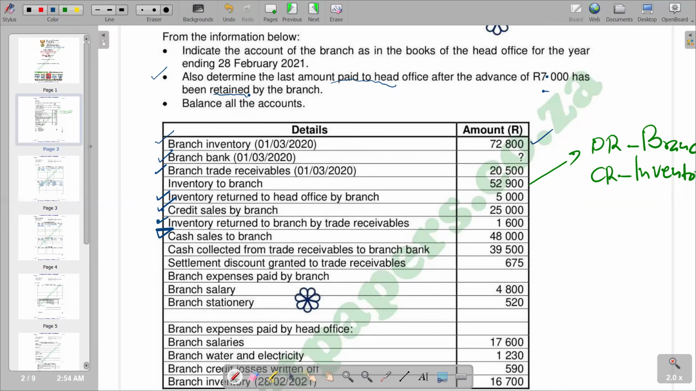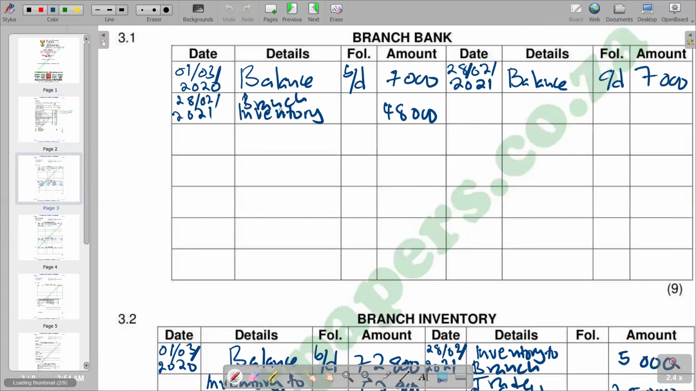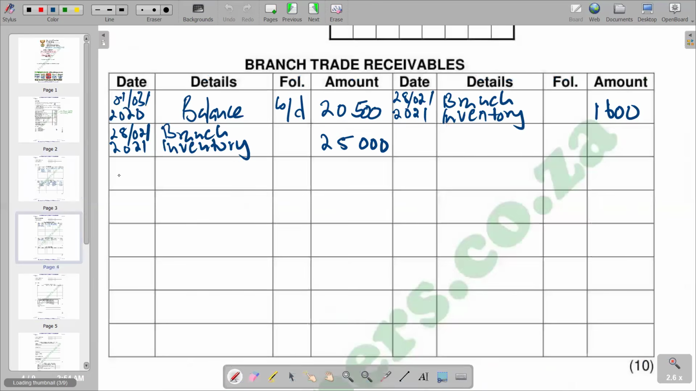So this is what we have. We can start by the branch bank, which is receiving 39,500. So this is our branch bank, trade receivables. We have 39,500. Then from there, we can now go to the credit of the trade receivables and put 39,500. Then we are here. We are saying branch bank. Then the amount is 39,500.